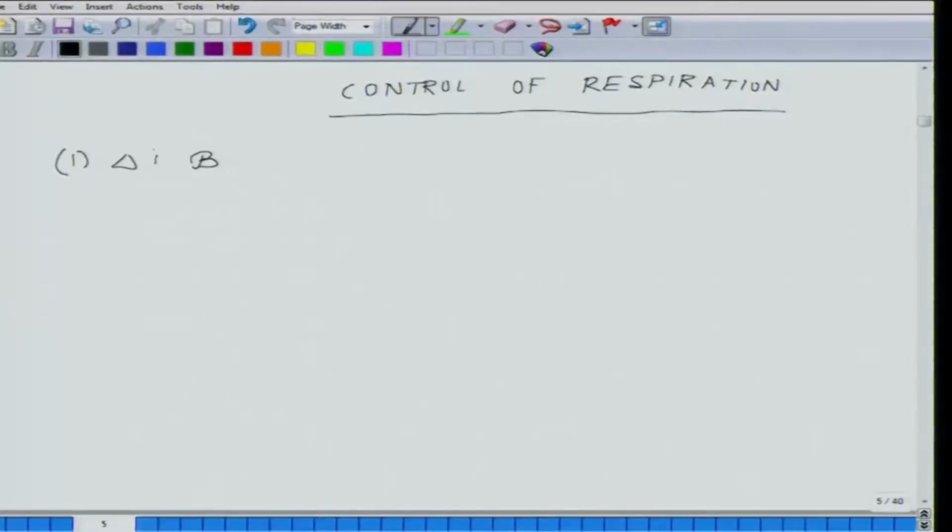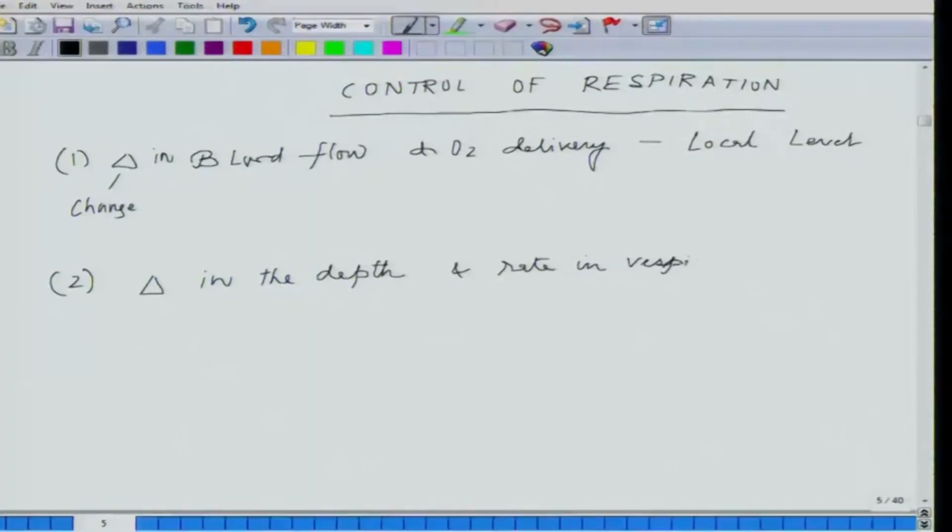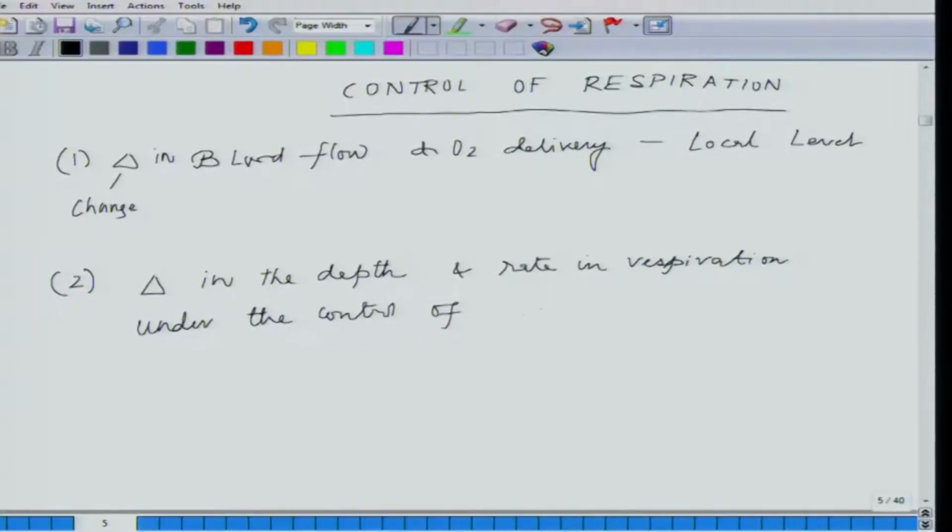Essentially, the first is the change in blood flow and oxygen delivery that are regulated at the local level, and the second is the change in depth and rate of respiration under the control of the brain's respiratory centers.